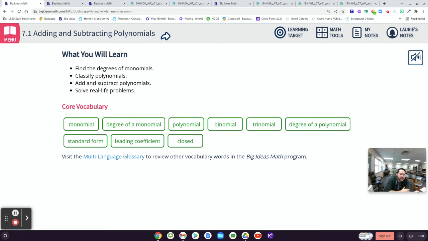Section 7.1 is about adding and subtracting polynomials. What's a polynomial, you may ask? Well, there's a lot of vocab you're going to need, so get your notes ready.